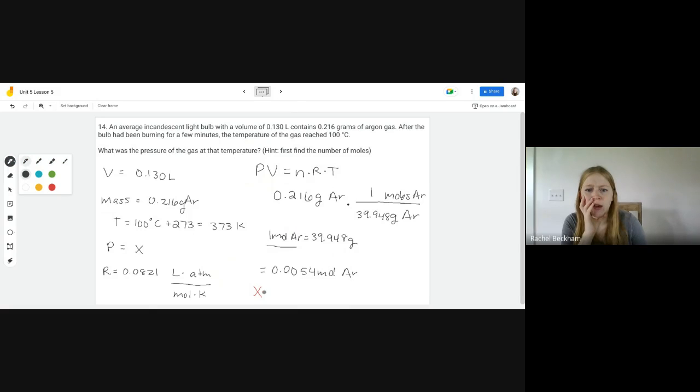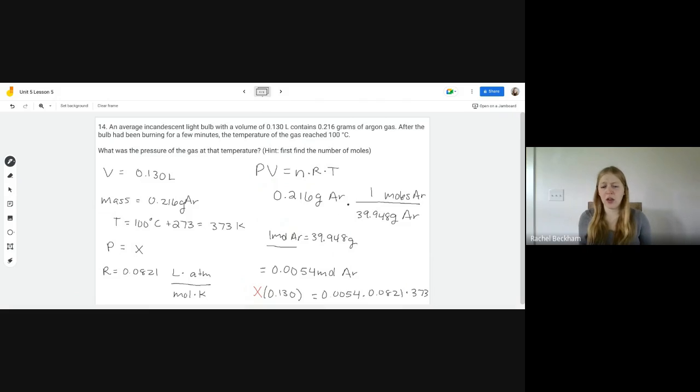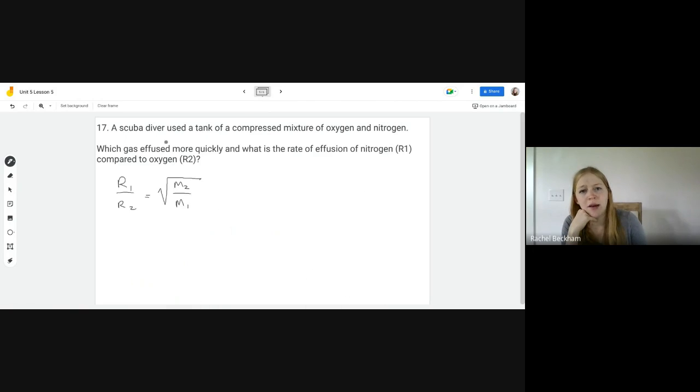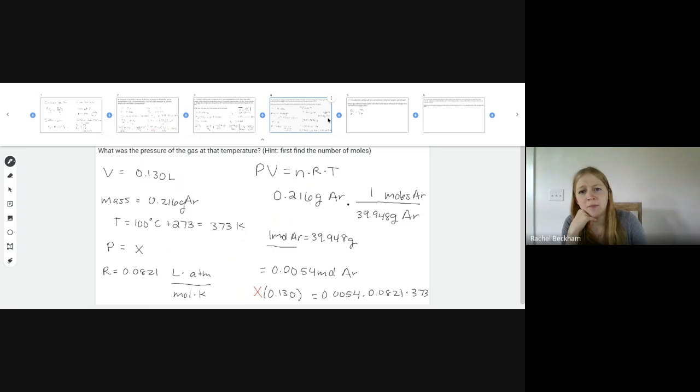My volume is 0.130. My N is 0.0054. My R is 0.0821. And my T is 373. Okay. So now I'm going to simplify it by multiplying everything on the right. So 0.0054 times 0.0821 times 373. Okay. And I'm going to rewrite it right here.